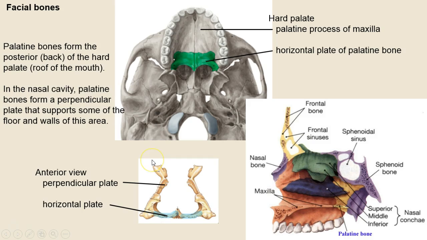I mentioned the palatine bones from the anterior view. Here's a perpendicular one, and there's a horizontal plate. And over on the far right, you'll see the structure again. Here's the palatine far in the back, and there's the palatine process of the maxilla bone here in orange. I know this is coming fast, and we'll try to tie it together little by little.